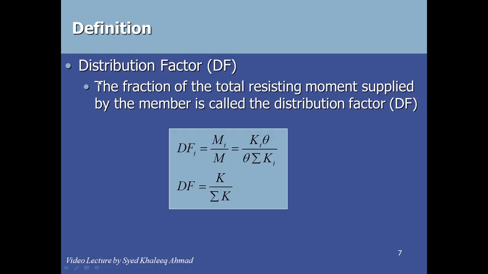Then we have to calculate the distribution factor for each joint. The fraction of total resisting moment supplied by the member is called the distribution factor. How much moment will be going to that branch or that member will be decided by this distribution factor, which is equal to the stiffness of the member divided by the joint stiffness.